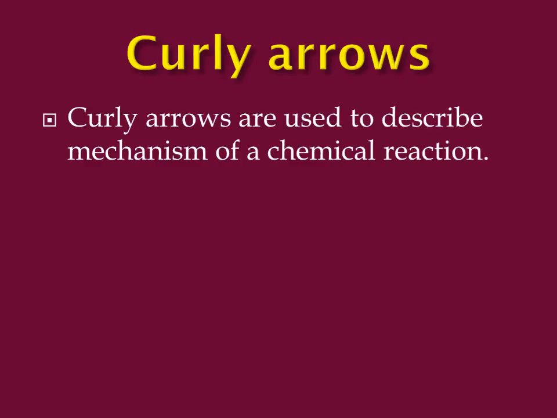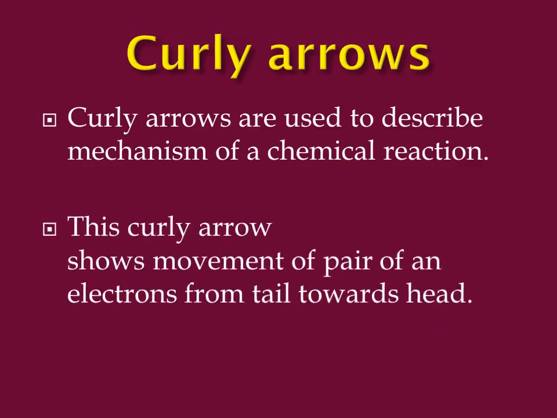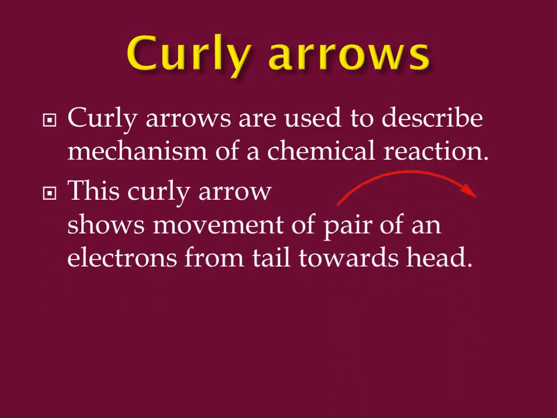Students, you know that the mechanism of a chemical reaction is the sequence of steps through which the reactants are converted into products. We use curly arrows to describe the mechanism of a chemical reaction, so it is very important to know what these curly arrows mean. For example, this curly arrow shows the movement of a pair of electrons from tail towards the head. It means a pair of electrons is going to move from this position to this position, from one molecule to another molecule.